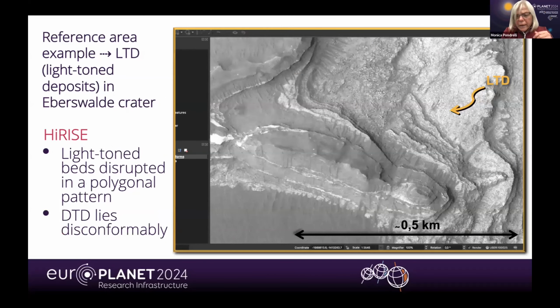If we move to HiRISE, we can say even more, because we can say that the light tone beds are disrupted in this polygonal pattern, and we can see that the contact between the light tone unit and the dark tone unit is unconformable.